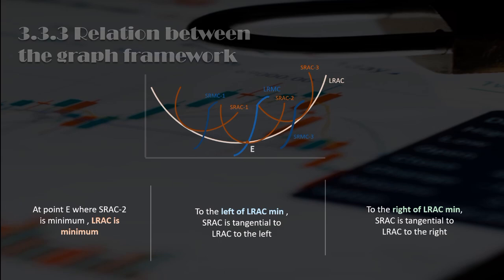Now, if you look at this graph carefully, you will notice that there is no SRMC2. So, where is SRMC2? Here, LRMC and SRMC2 are overlapping each other, so we cannot see that.